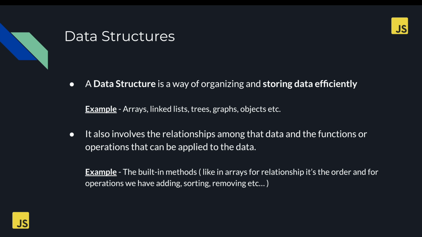So the definition says a data structure is a way of organizing and storing data efficiently. It also involves the relationships among that data and the functions or operations that can be applied on that data. For example, we have used arrays so far. We have the index numbers for all the array elements, right? So array actually takes care of the order of these elements. And for operations, array gives us some built-in methods like adding, sorting, removing the elements in an array. If you remember, we have used .push to add a new element in the array, right? And that's what a data structure is.